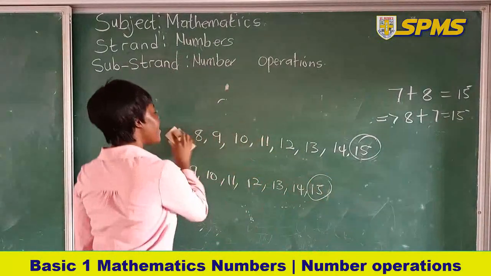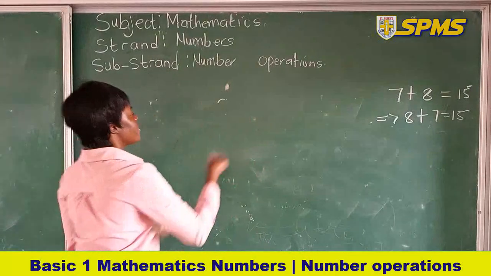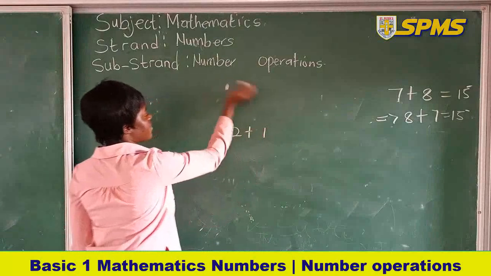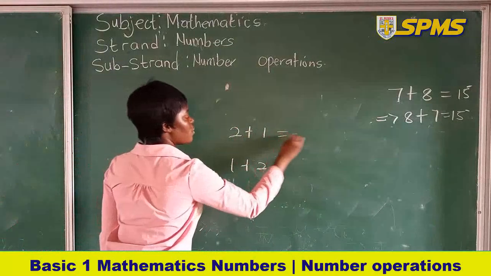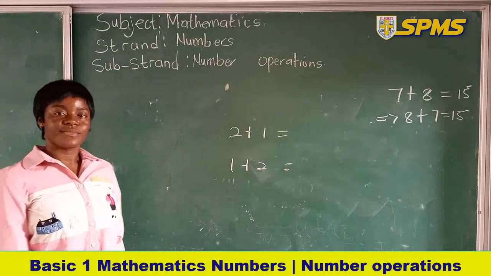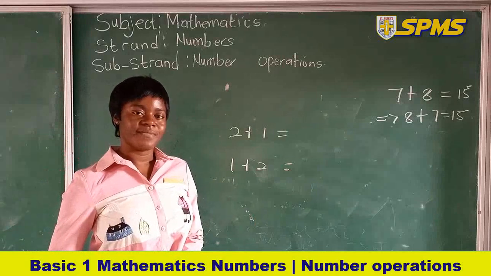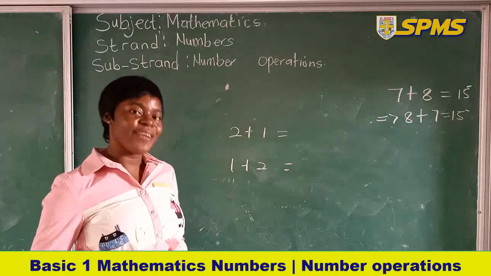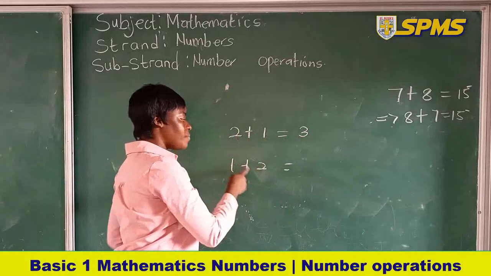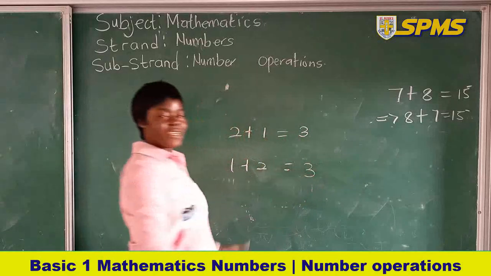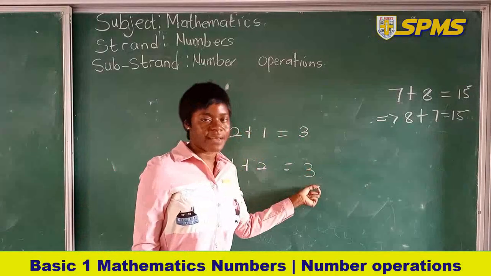Okay, do this for me and tell me the answer. 2 plus 1 is the same as 1 plus 2. So what is the answer? I'm waiting. Take your jotters and do it. Very good. The answer is 3. 2 plus 1 is 3. 1 plus 2 is also 3. Therefore, changing the addends will give you the same answer.